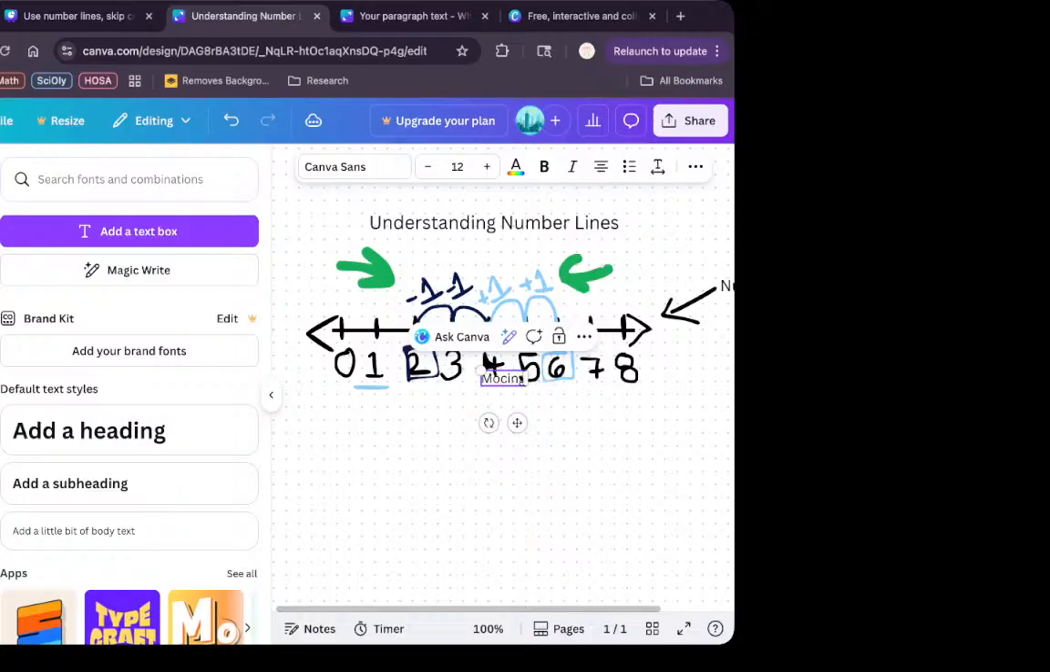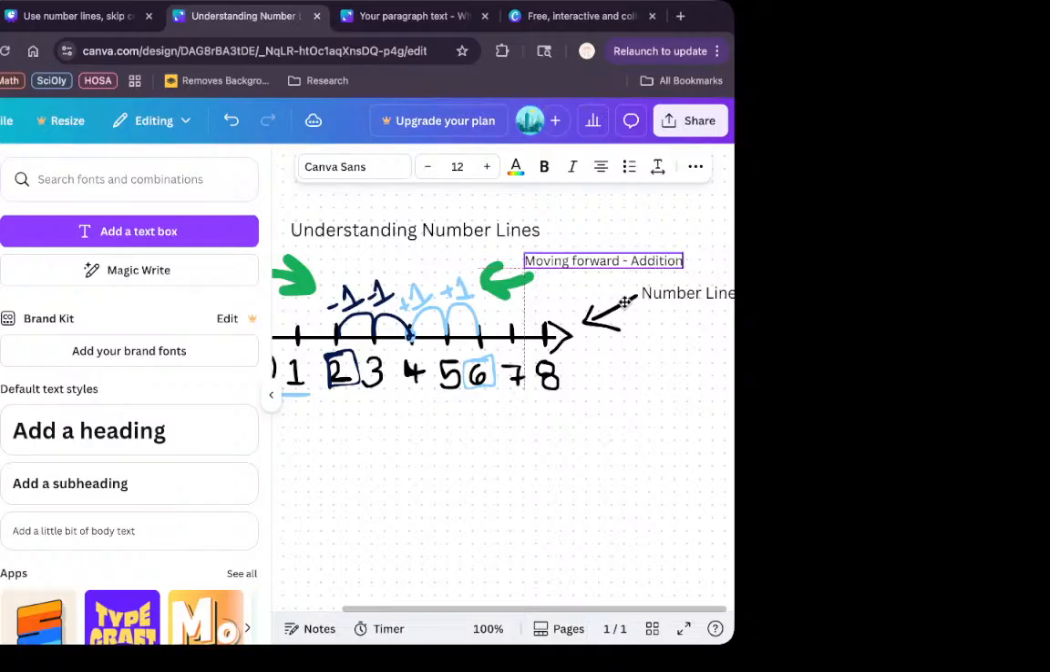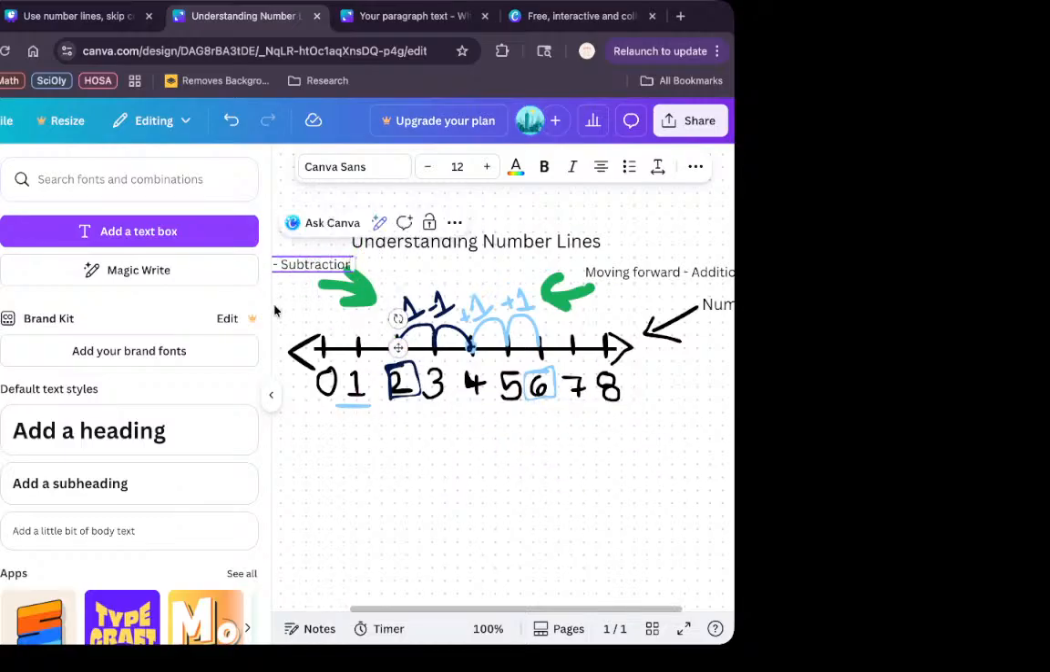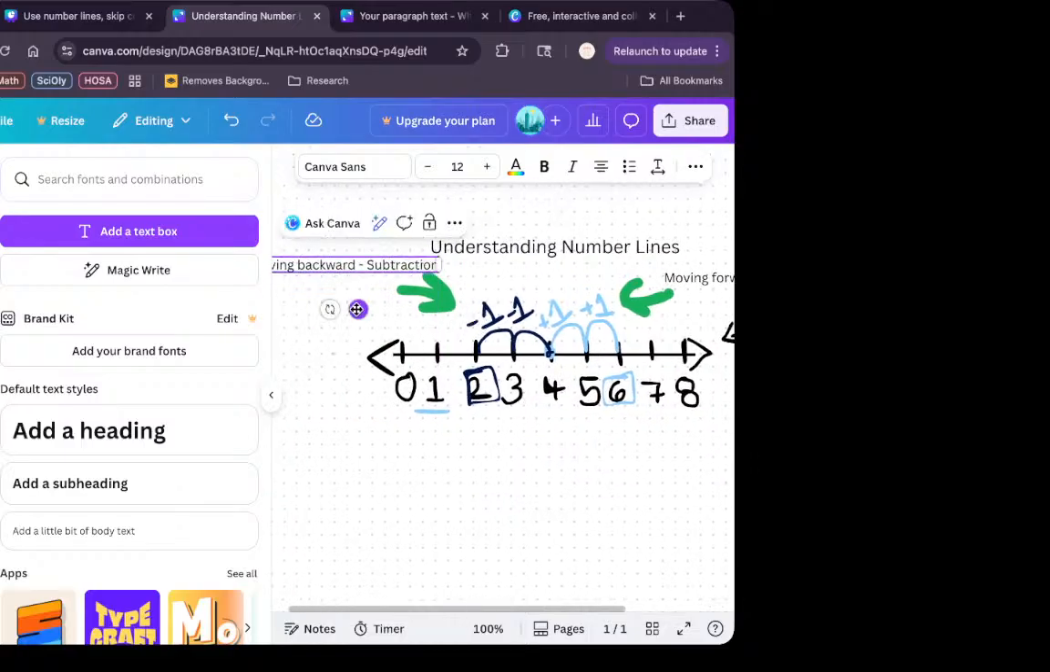Moving forward means addition, okay? Make sure you have that understood. While moving backward means the opposite of addition, which is subtraction. Right over here. Here we go, right there.